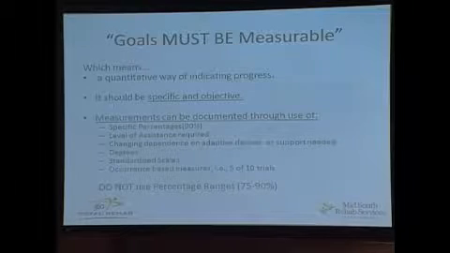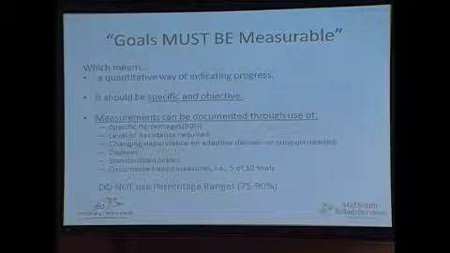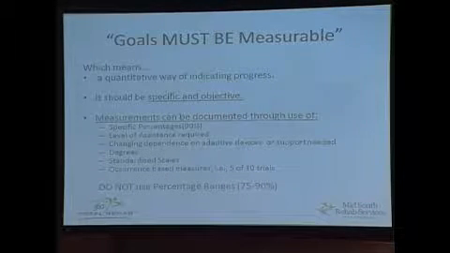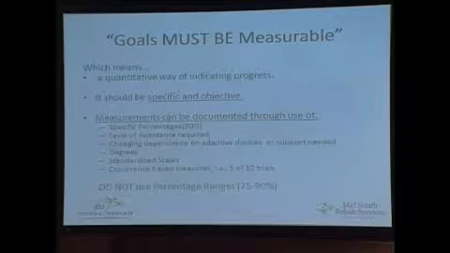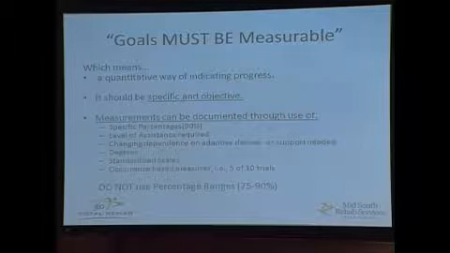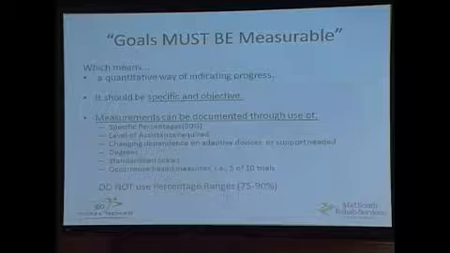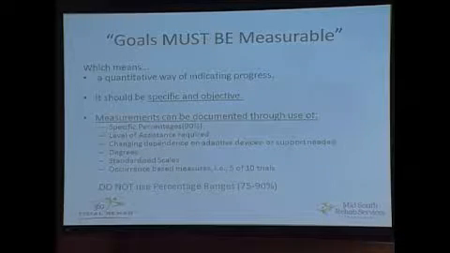So remember, measurable means specific percentages, level of assistance, changing dependence on adaptive devices, degrees, standardized scales, or occurrence-based, 5 out of 10 trials. Do not use percentage ranges. The percentage ranges are in the drop-down boxes. You should never use percentage ranges because if the range says 75 to 90, when the patient gets to 75, that goal has been met.